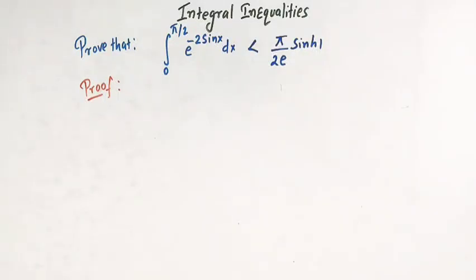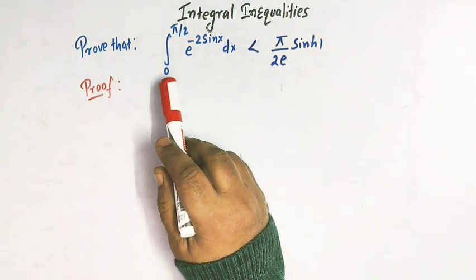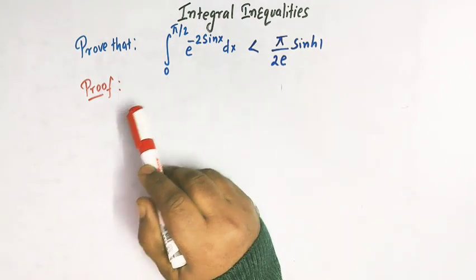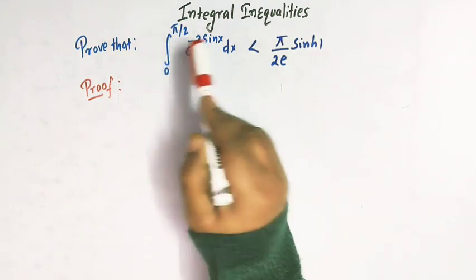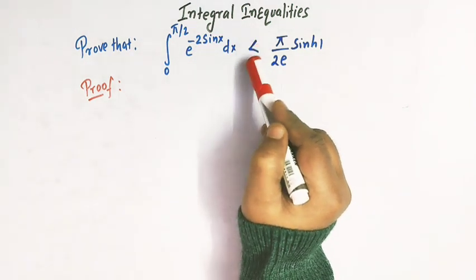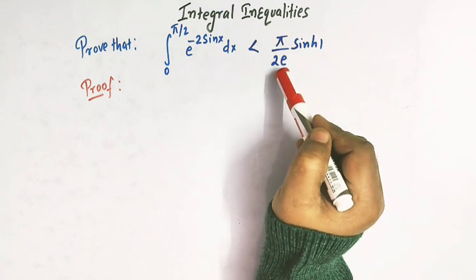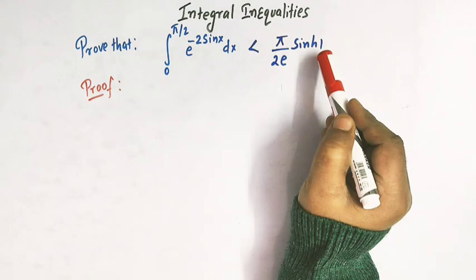Hello viewers, in today's class we are going to discuss another important problem from integral inequalities. So here in this session we are going to prove this important integral inequality in which we have to prove that the integral from 0 to pi by 2 of e raised to minus 2 sine x dx is less than pi over 2e times the hyperbolic sine of 1, right?